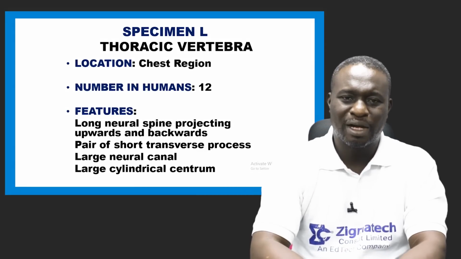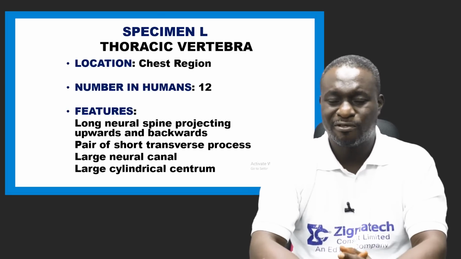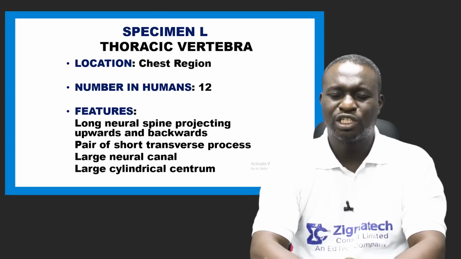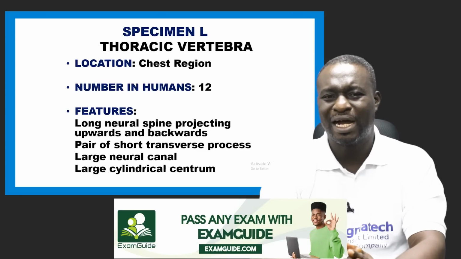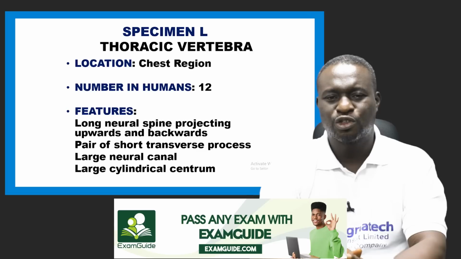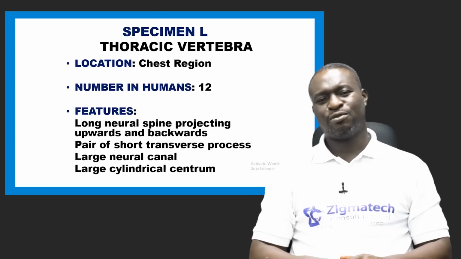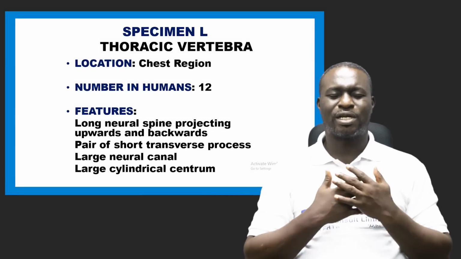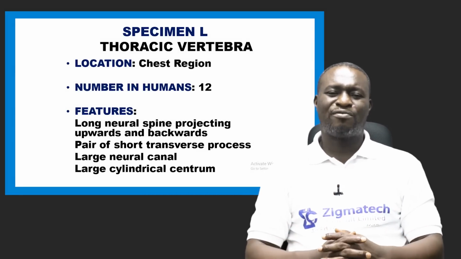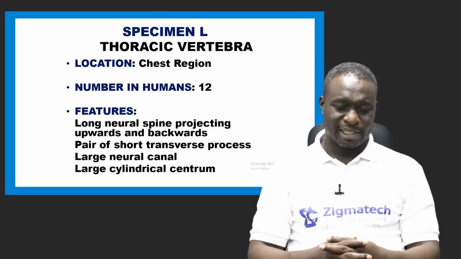We also have the lumbar, which is number 3. It is located at the upper abdomen, and there are about 5 in number. We have the sacral, which is located at the lower abdomen, and also 5 in number. And then finally, we have the caudal vertebrae, which is also known as the tailbone, and they are 4 in number. So we're looking at the thoracic vertebra. The location of the thoracic vertebra is at the chest region. We also have the number of vertebrae in humans. It's 12, like I said before.